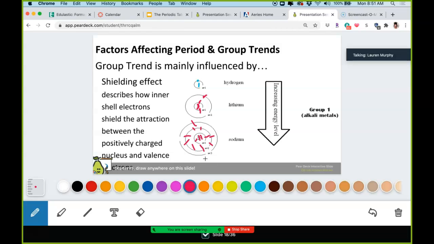And then as you go down, you're increasing energy level, aka you're gaining a ring of electrons and then another ring of electrons and another ring of electrons. So it should make sense that as you move down a group or down a family, as you go this way on the periodic table, atomic radius increases. The atoms get bigger and bigger and bigger.